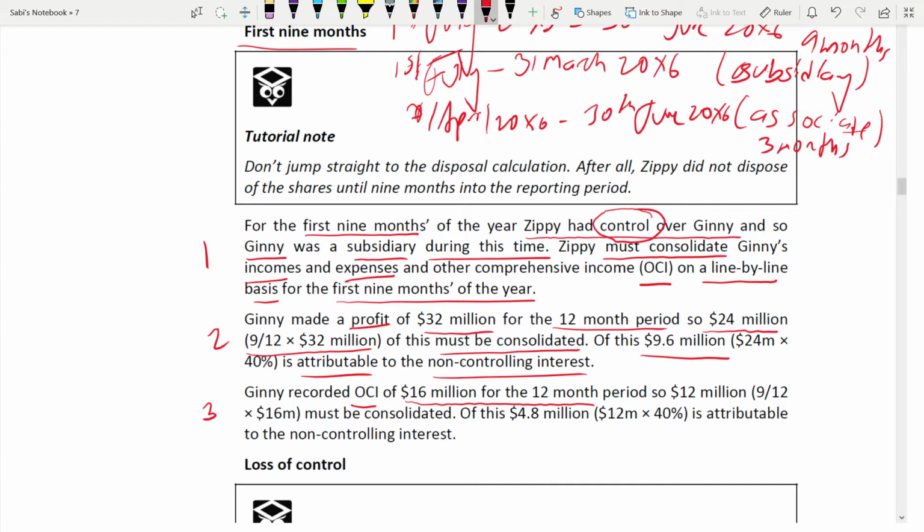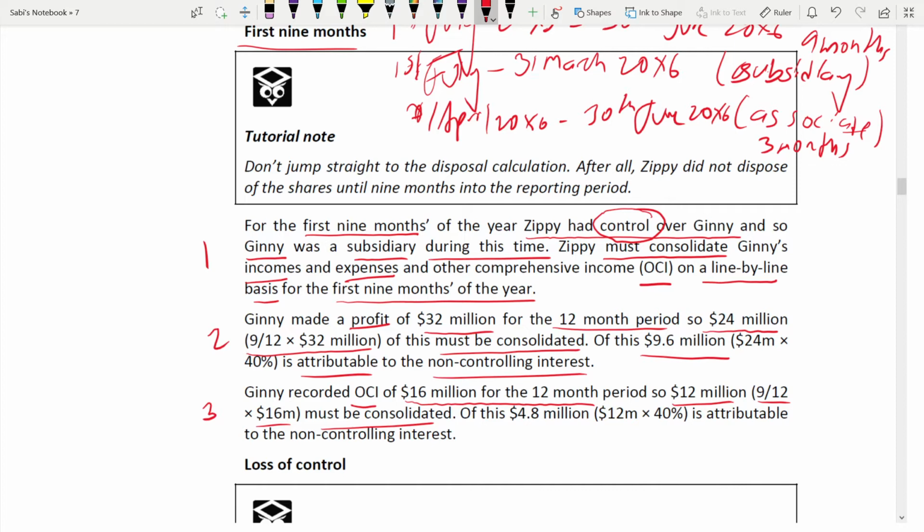Copy pasting exactly the same thing. Instead of profit, you are writing OCI. Instead of writing the figure for profit, you are writing the figure for OCI. That's it. Rest everything is same. Percentage is same. You're taking the 9 months of that OCI. So not 16, it's 12 million, because 9 months of 16 million must be consolidated. Just see the second and the third paragraph word by word. Everything is same except profit is replaced with OCI and the figures are changed.